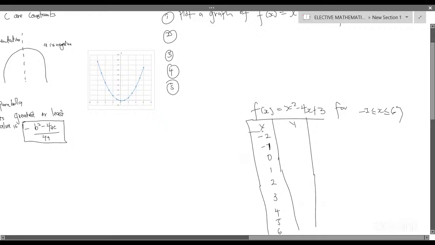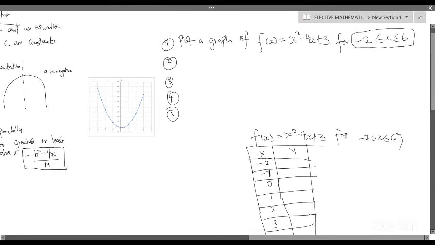Okay, I'm waiting for you. Once you are done, give me the coordinates. And let's use this to plot the quadratic graph. Okay. Everybody try your hands on it too.